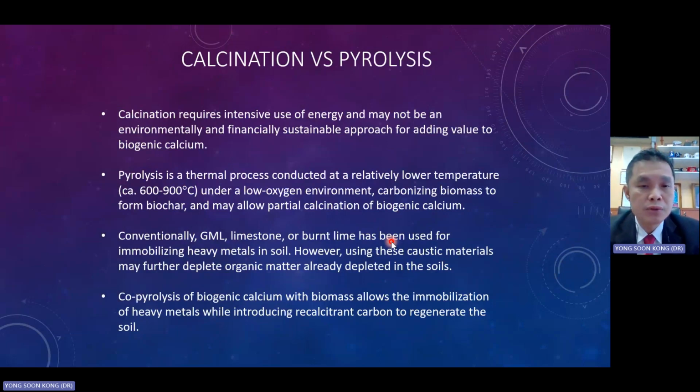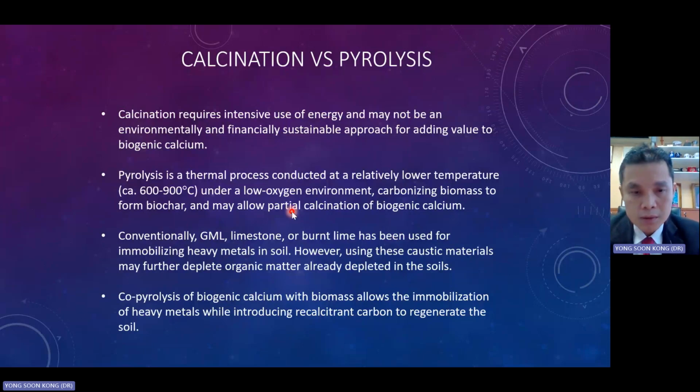Calcination requires intensive use of energy, and financially and environmentally speaking, it is not really a sustainable approach given the many fuels required for an energy intensive process. So another alternative that we may consider is pyrolysis. Now, pyrolysis is still a thermal process, but at a relatively lower temperature, say 600 degrees Celsius. That is good enough, but you can ramp it up to 900 degrees, which is not necessary, but up to the requirement of the remediation plant.